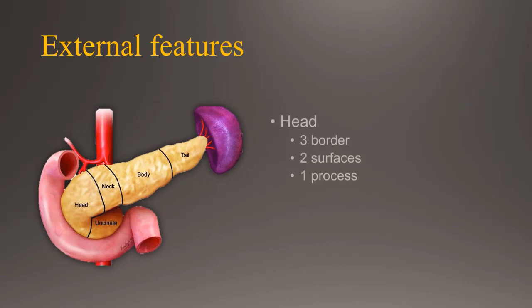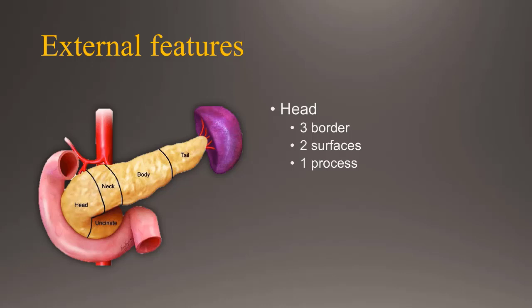Head has three borders, two surfaces, and one process. These are the borders: upper border, right border, and inferior border. It has two surfaces, anterior and posterior. It has a process called uncinate process. The meaning of uncinus is hook in Latin. Neck is the one which connects the head to body.